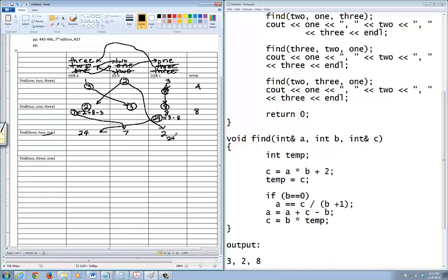24 times 7 plus 2, I'm sorry. That equals, my math is right, it's 170. Okay? Set my C equals temp, so 170 goes over here.